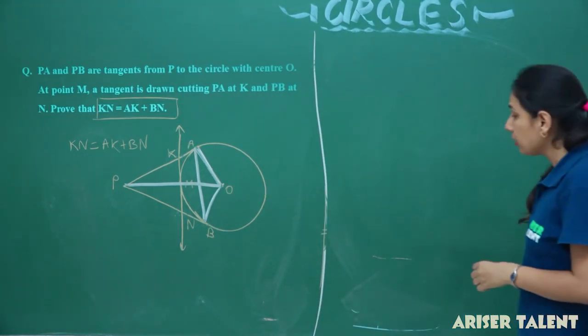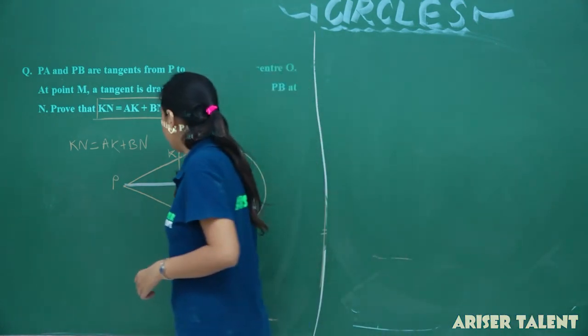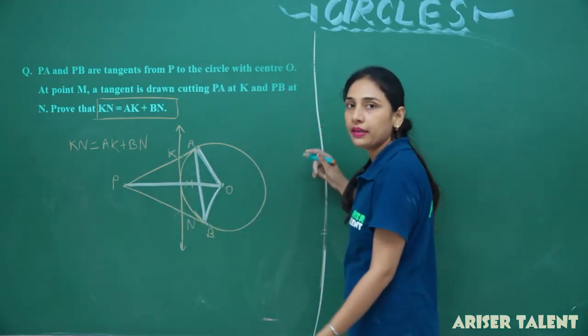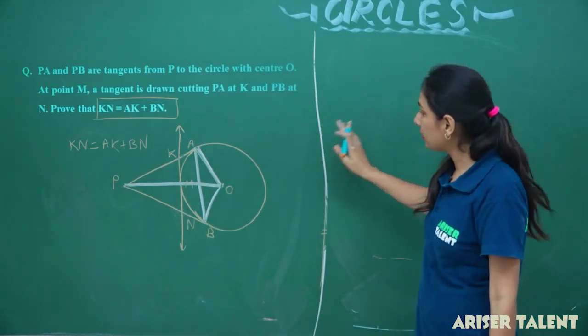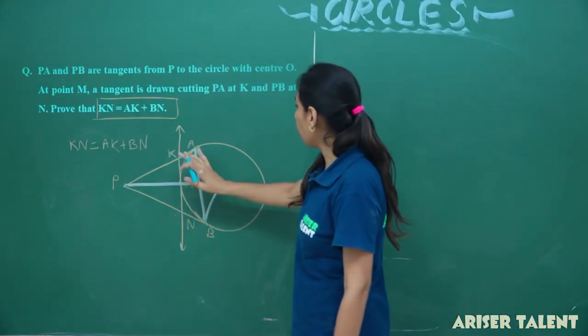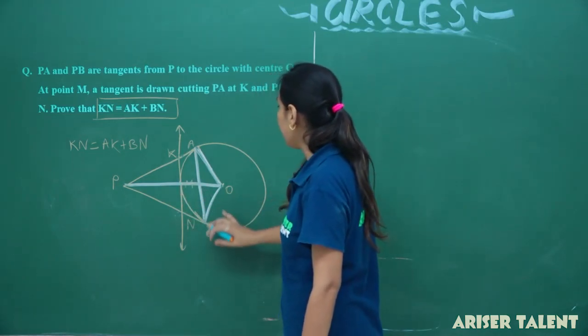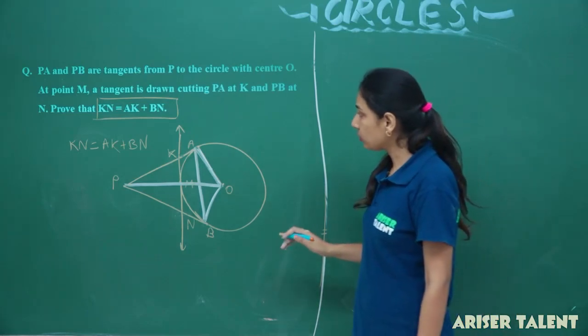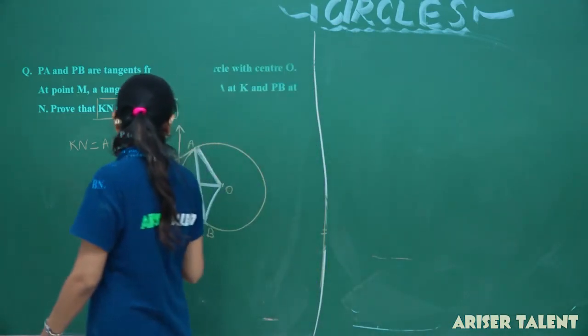Okay students, draw it. So now what will we have? You will write this construction part, that join O to A and O to B and also P to O.